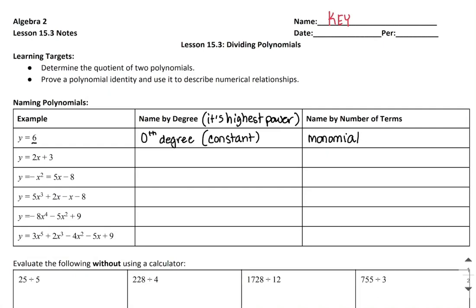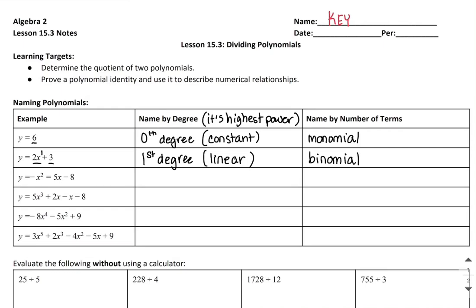If I have y is equal to 2x plus 3, and I wanted to name that by degree, I'm looking at what's the highest x power. And I have x to the first power there. So this is a first degree function. And we call that a linear function, because it's going to look like a line. And we know that. It's y equals mx plus b form. If I name it by the number of terms that it has, two terms. So I know this is a binomial. Bi means two, binomial.